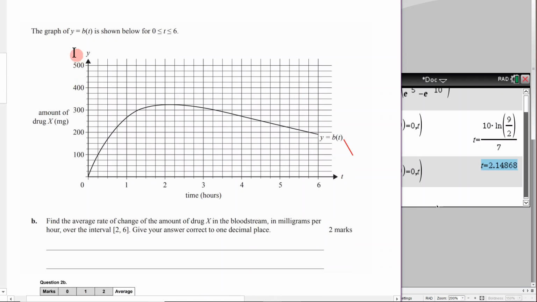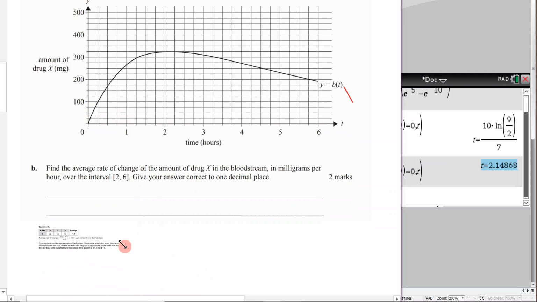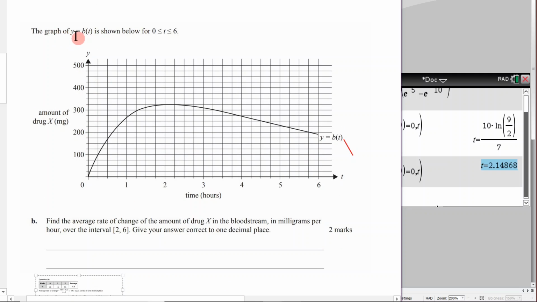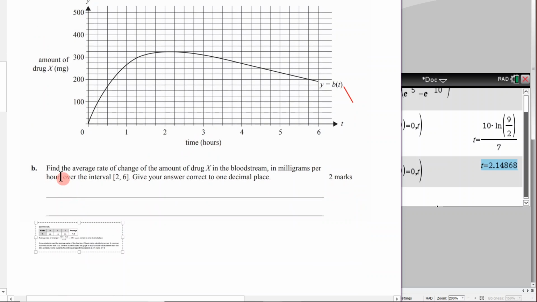The next thing that we have to do here. Okay, so it tells us, and look at this, this is a bit too big. Let's just minimize that. The graph of y equals b of t is shown here from 0 to 6. So here it is, the amount of drug and the time in hours. Find, let me get my highlighter out, the average rate of change of the amount of drug X in the bloodstream in milligrams per hour. So it's telling us the units that we're dealing with, over the interval 2 to 6. Give your answer correct to 1 decimal place.